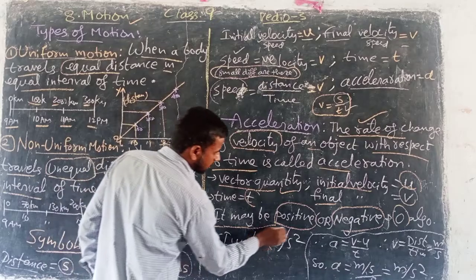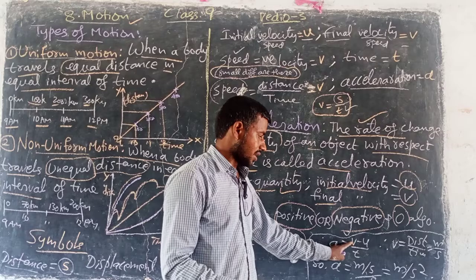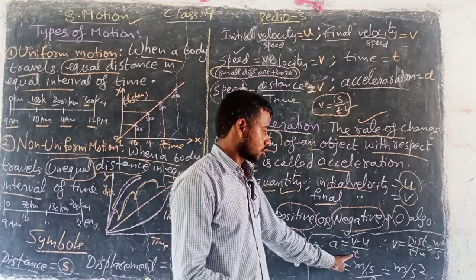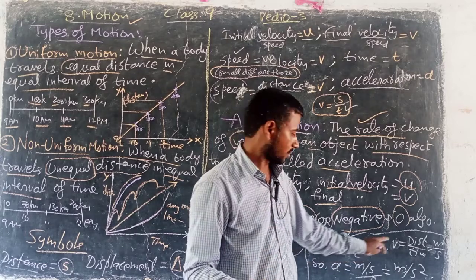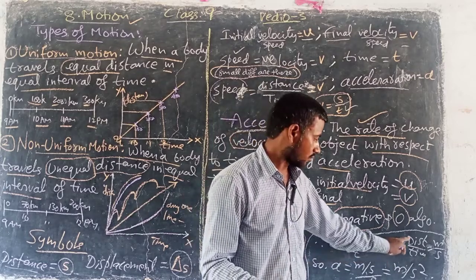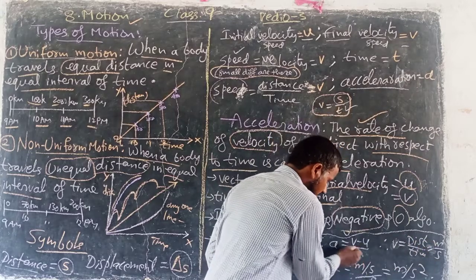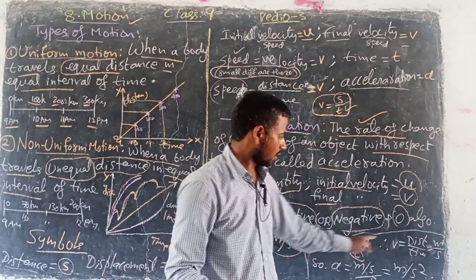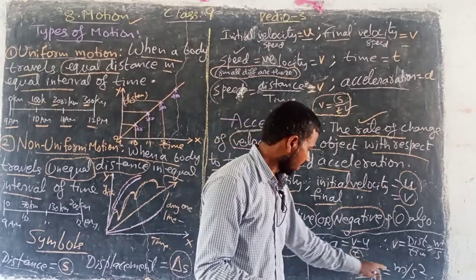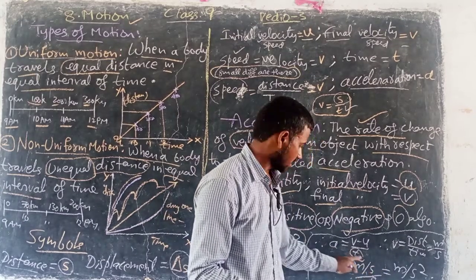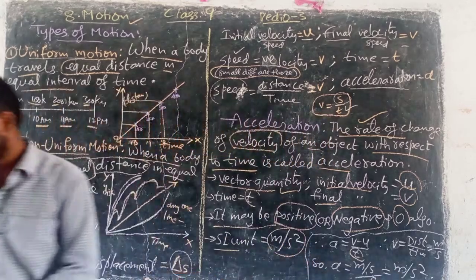The SI unit is meter per second square. Why meter per second square? Acceleration a is equal to v minus u by t. Here v is in meter per second, u is also in meter per second. Velocity v is equal to distance by time, so distance by time is meter per second. And here there is another time t. So v is meter per second, and with t, meter per second divided by time, so totally meter per second square.